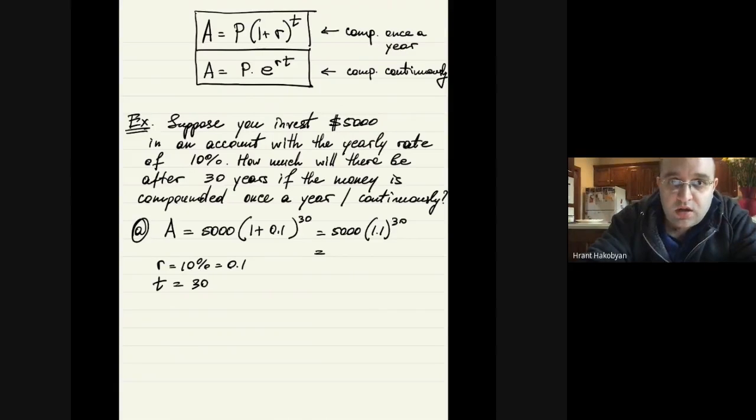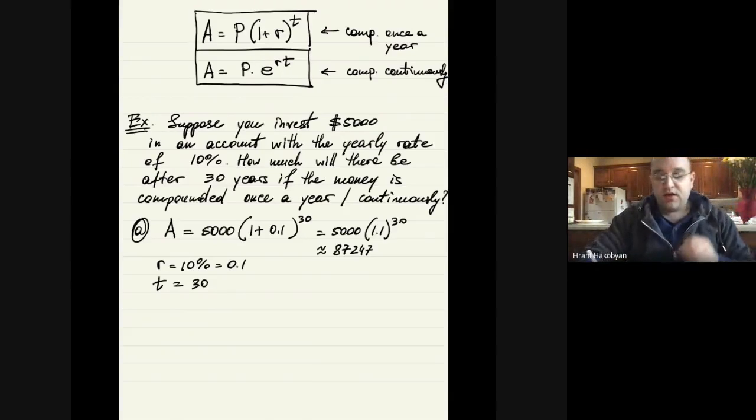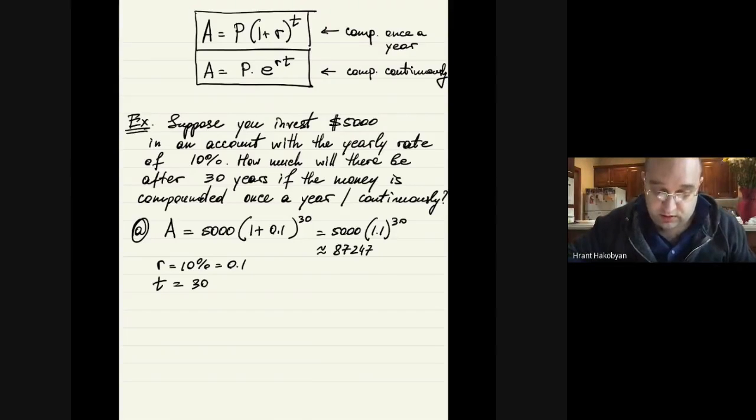So my answer is going to be, okay, let me do that. 5,000 times 1.1 power 30. So it's going to be quite a large amount. It will be 87,247, approximately. Okay, so in 30 years you get that amount, so that's actually quite big. So almost 10 times your amount grew.